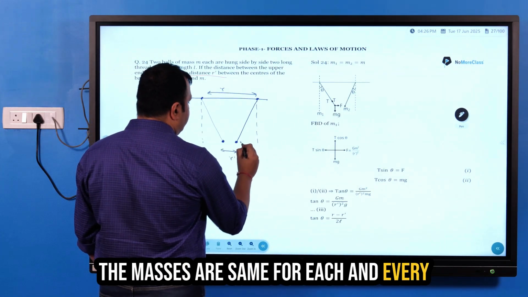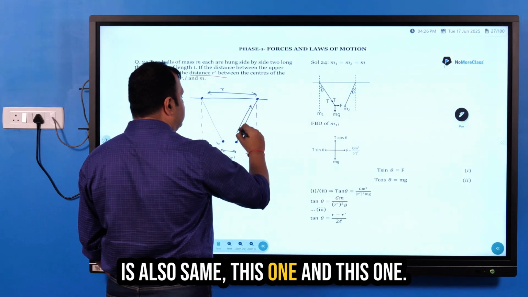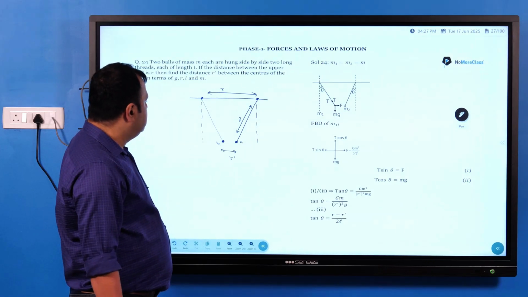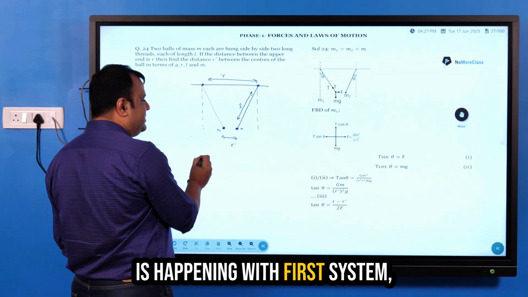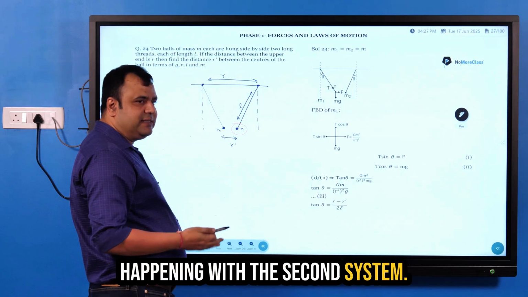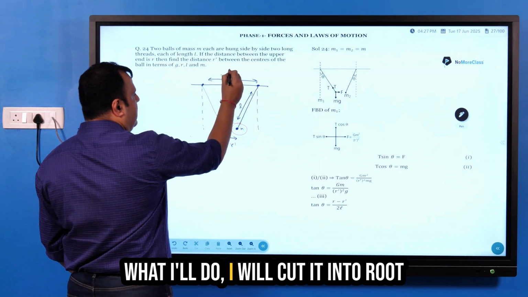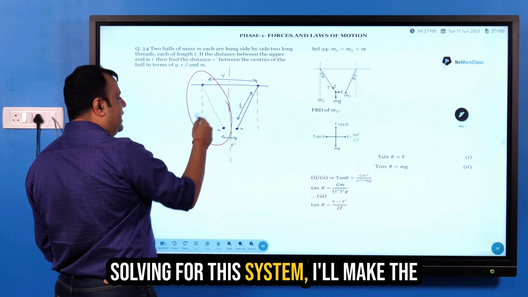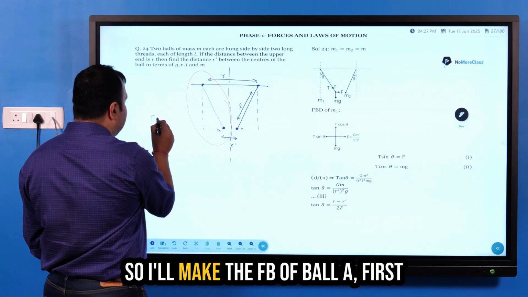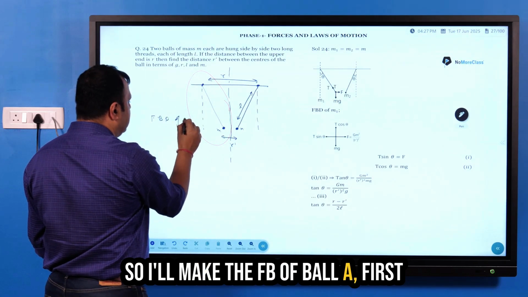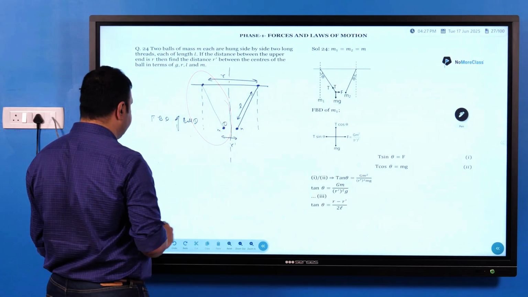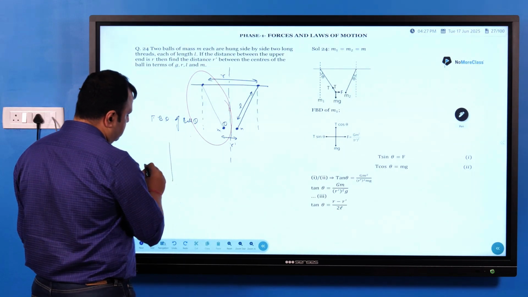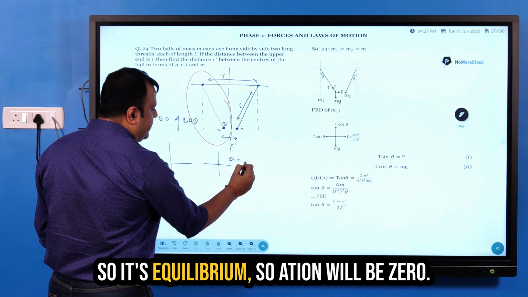The masses are the same for each and every ball. And as you can see, the length is also the same, this one and this one. So the system is symmetric. Whatever is happening with the first system, exactly the same thing will be happening with the second system. What I'll do is cut it into two parts from the midpoint and solve for this system. I'll make the FBD of ball A, the first ball, this one. It's in equilibrium, so acceleration will be 0.